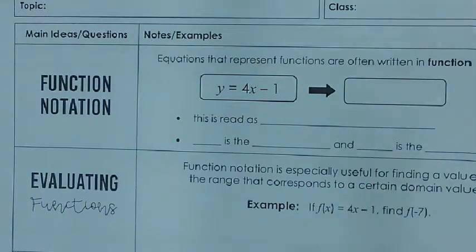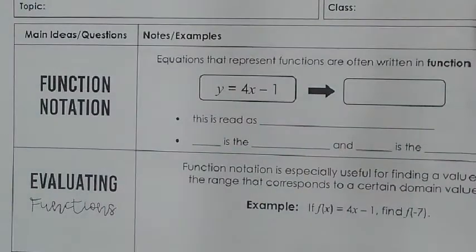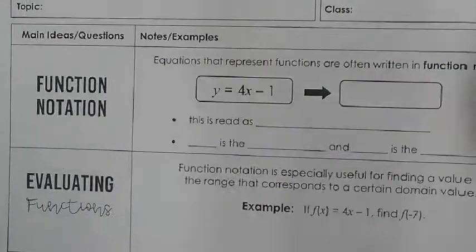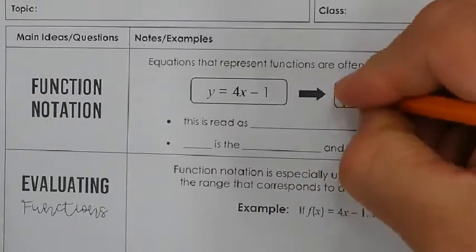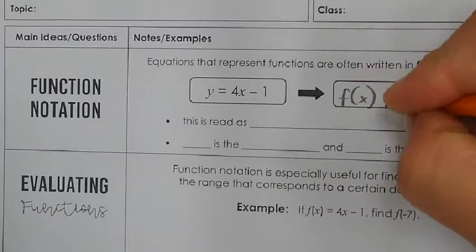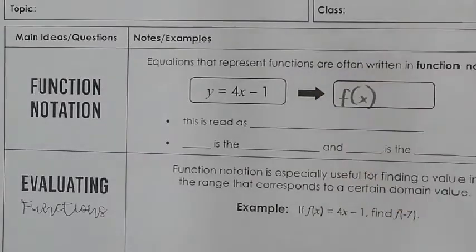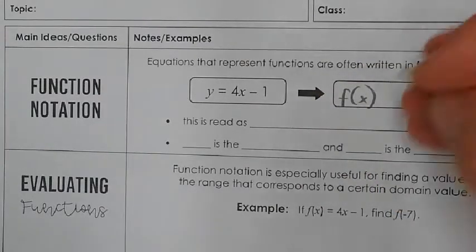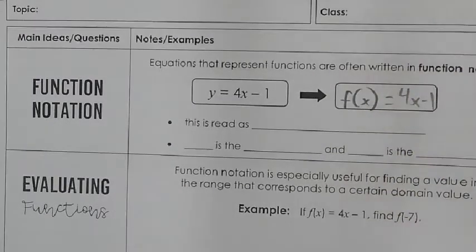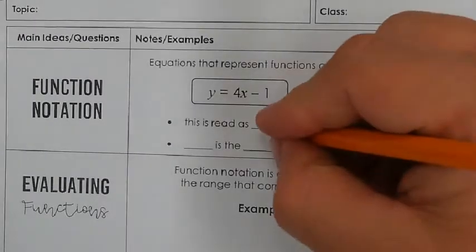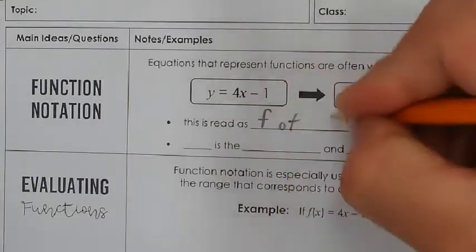Alright guys, so this part gets a little bit more tricky. We have y equals 4x minus 1. Another way you can write that is with function notation. So function notation is stated as f of x, which f of x just equals your y. So they're the same thing. Equals 4x minus 1. So this is read as f of x.